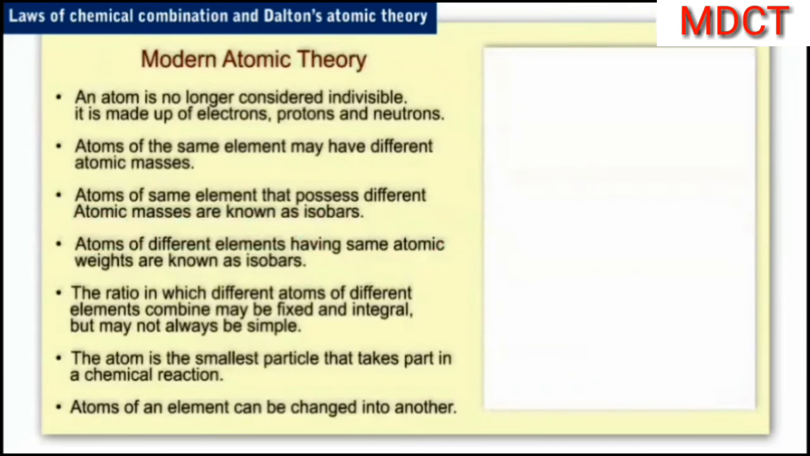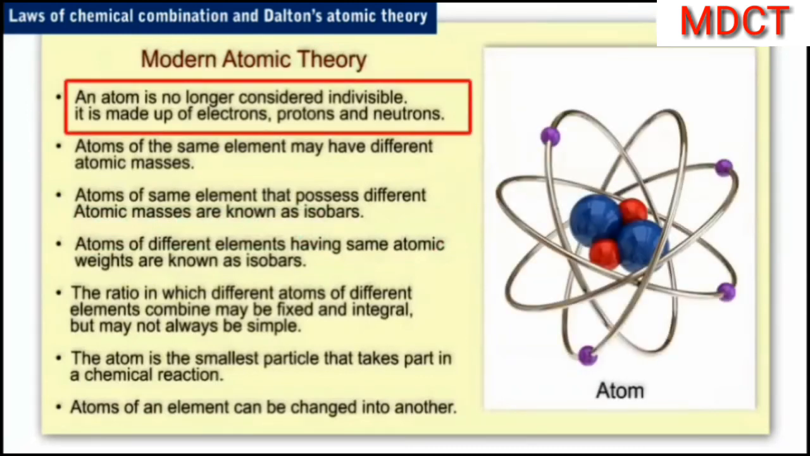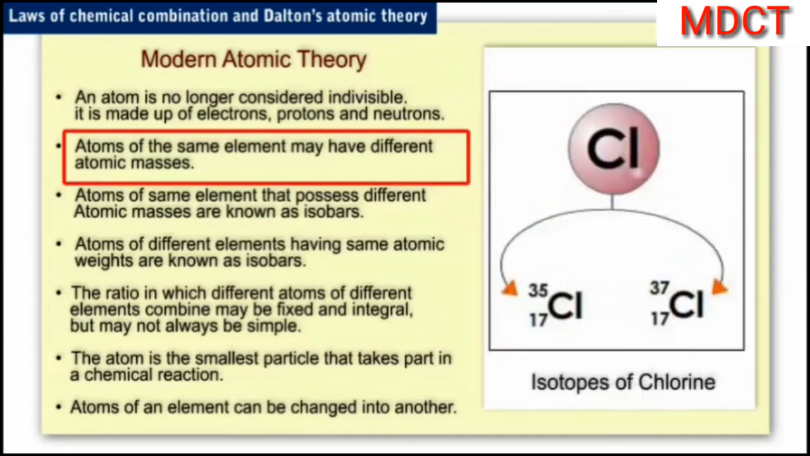Here are the key findings of the theory. An atom is no longer considered indivisible. This means that an atom is a complex structure and is made up of electrons, protons, and neutrons. Atoms of the same element may have different atomic masses. Such atoms are known as isotopes. For example, a chlorine atom may have atomic mass of 35 and 37.